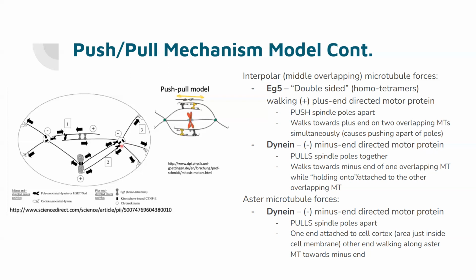And so egg 5 is walking towards the plus end, right? And so it pushes these spindle poles apart. It's pushing these two apart. So imagine egg 5 is on my arm. It's doing this. The microtubules are overlapping, and the ultimate end goal is for them to do this. Yeah, and you're asking about the dynein.